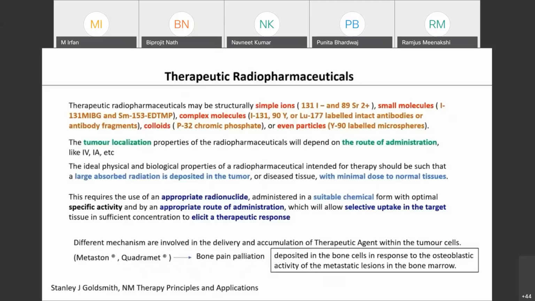How the pharmaceutical will localize depends on some properties, and it also depends on the route of administration, like whether you are giving it intravenously, intraarterially, orally, or otherwise. Fine. So if you take iodine-131 through the oral route, you will get uptake in the thyroid follicular cells, but through the intravenous route you will never get it.